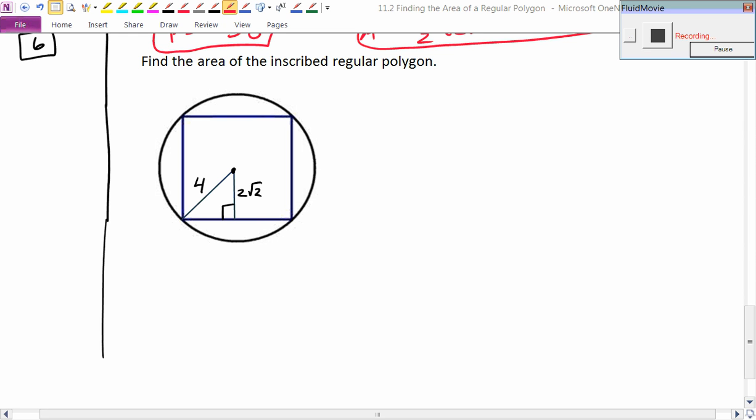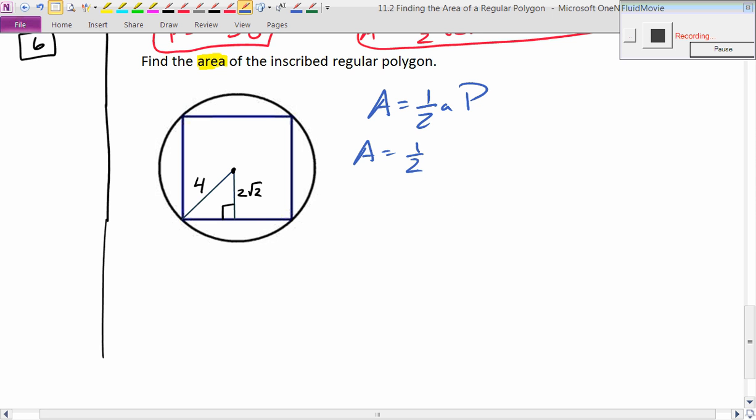Okay, here we go. Is that right? Okay. All right. For this one, we only have to find area. So we don't have to find the perimeter. We only have to find the area. Okay, so we have a square inside of a circle. We know a few things about it, right? We'll start off by writing this down. Area equals 1/2 the apothem times the perimeter.